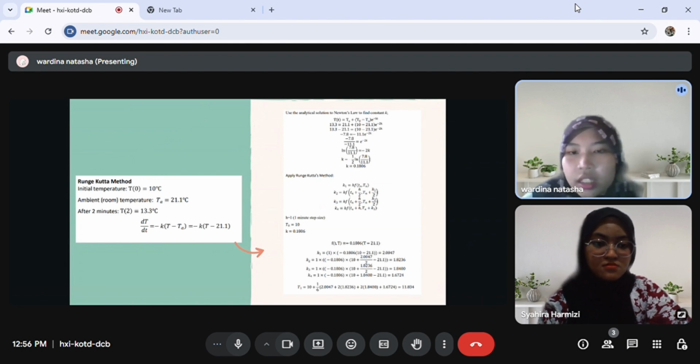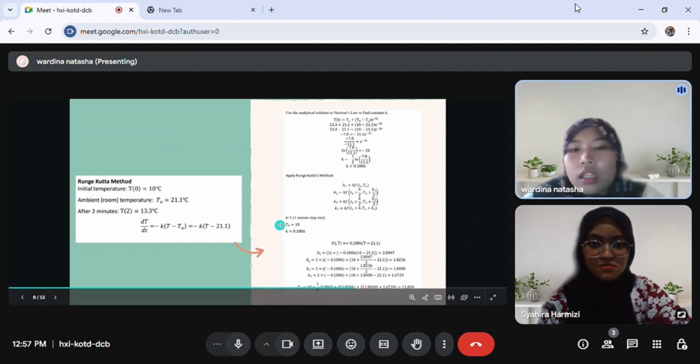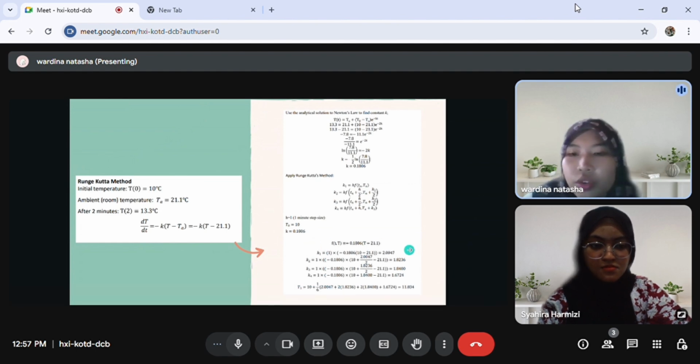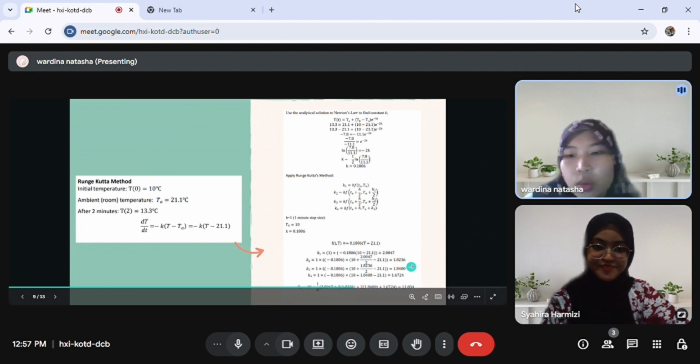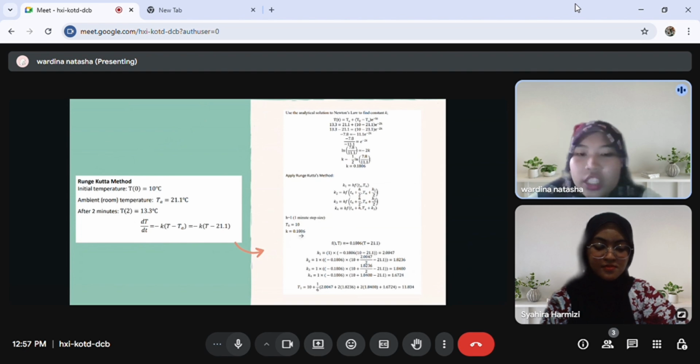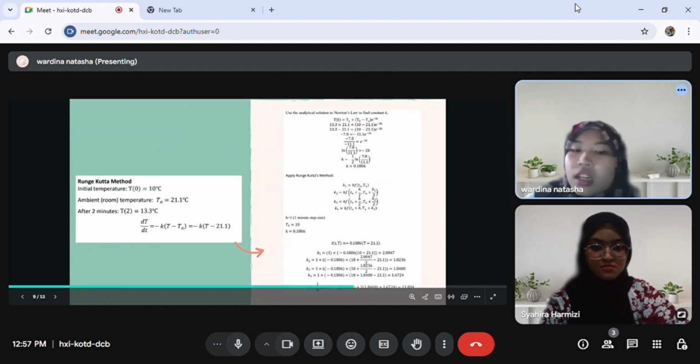To find the values, we insert all the given values, h, the initial value and the constants, into the equation. For K1 we got 2.0047, K2 we got 1.8236, K3 is 1.8400, and K4 is 1.6724. To find the T1 value, we insert the values of K1, K2, K3, K4 into the equation, and we got 11.834 as the temperature for T1.